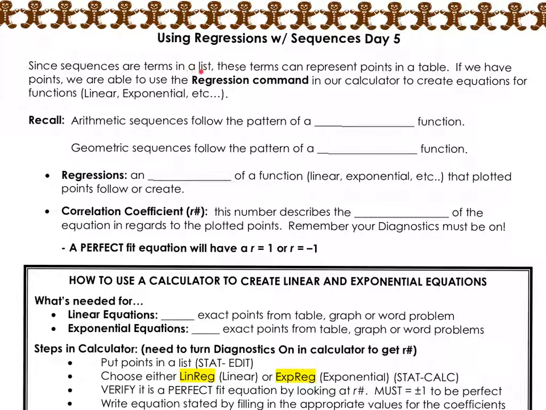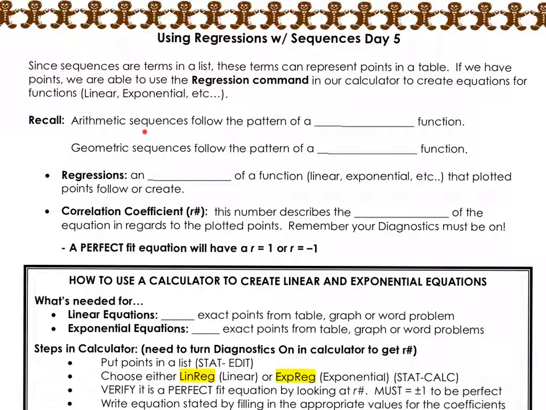Here we're going to be talking about using regressions with sequences. So remember that regressions are something that we have done already. Now we're just going to use them with sequences instead of functions. Since sequences are terms in a list, these terms can represent points in a table. If we have points, we are able to use the regression command in our calculator to create equations for functions, such as linear and exponential functions.